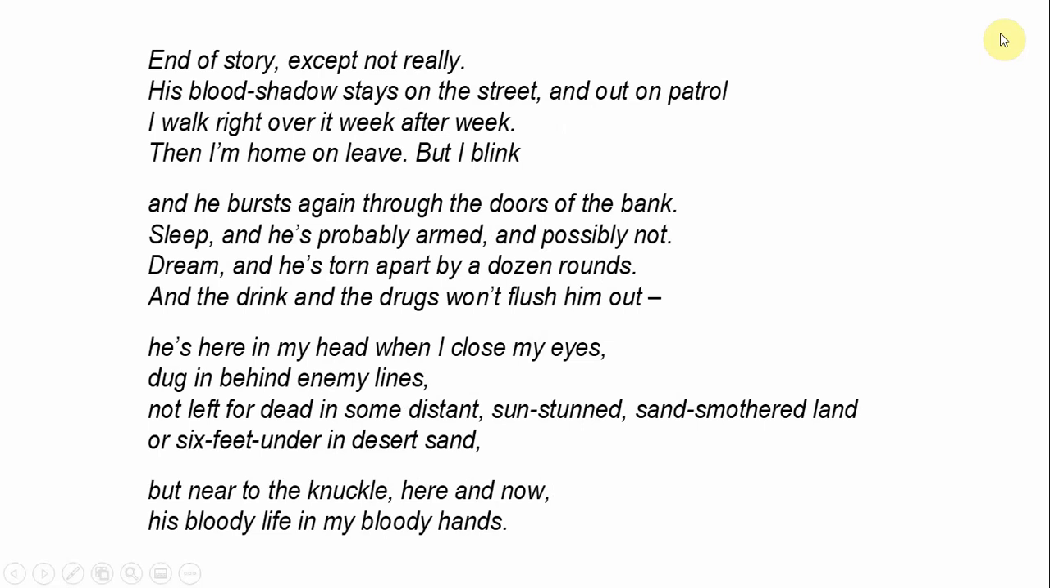End of story, except not really. His blood shadow stays on the street, and out on patrol I walk right over it week after week. Then I'm home on leave. But I blink and he bursts again through the doors of the bank. Sleep, and he's probably armed and possibly not. Dream, and he's torn apart by a dozen rounds. And the drink and the drugs won't flush him out. He's here in my head when I close my eyes, dug in behind enemy lines, not left for dead in some distant, sun-stunned, sand-smothered land, or six feet under in desert sand, but near to the knuckle, here and now. His bloody life in my bloody hands.